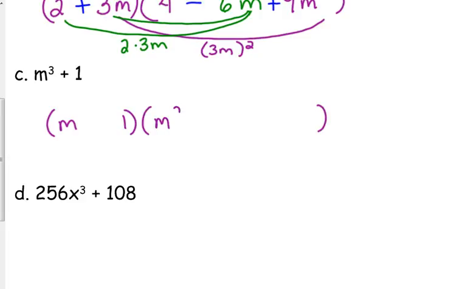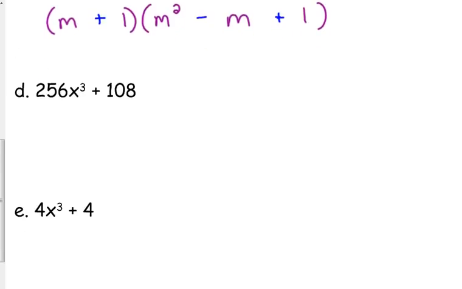Square the m, so that's m squared. Square the 1, that's 1. Multiply them together, 1 times m is m. If you want to write 1m, that's fine. You really don't have to write a coefficient of 1. Assign our signs: same, positive, opposite, negative, last, always positive. So it's really not bad, right?